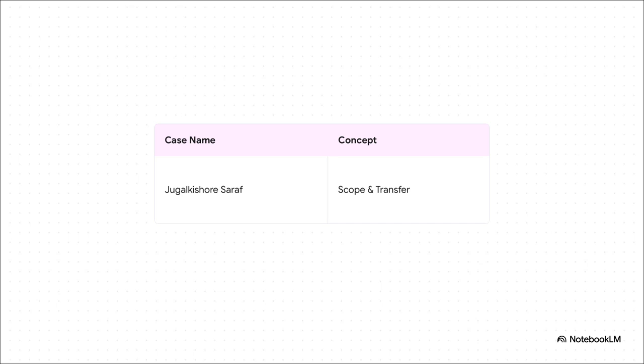Our first mandatory case is Jugal Kishore Saraf v. Raw Cotton Co. Ltd. Ratio Decidendi and Relevance: defined the scope of actionable claims and their legal transfer. Now listen carefully to this deep breakdown. The brief facts here involve the transfer of a decree of a court versus the transfer of a mere debt. The Supreme Court established a crucial ratio decidendi.